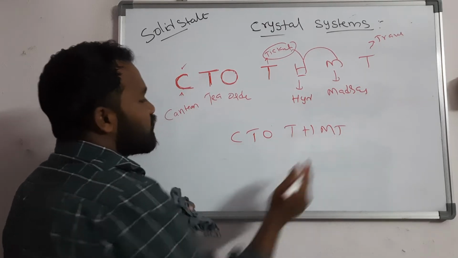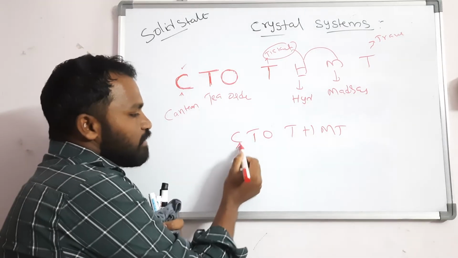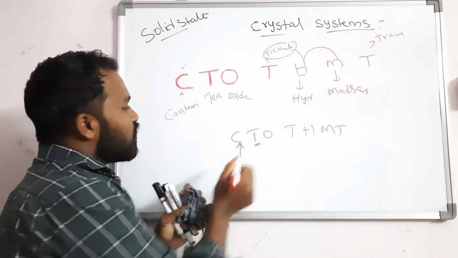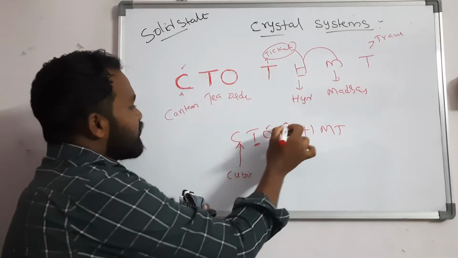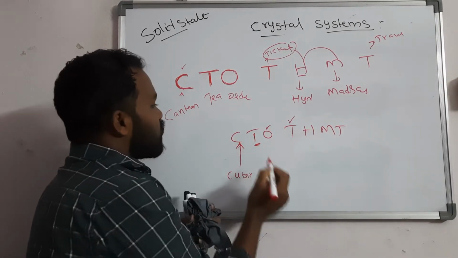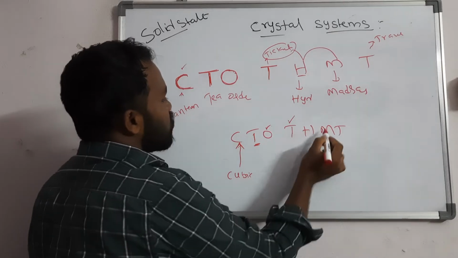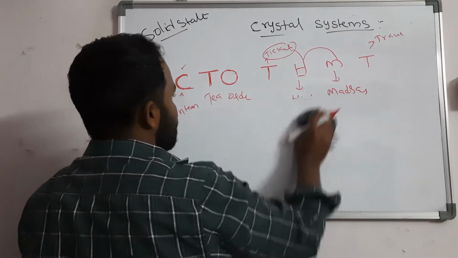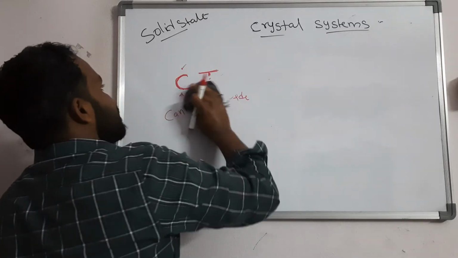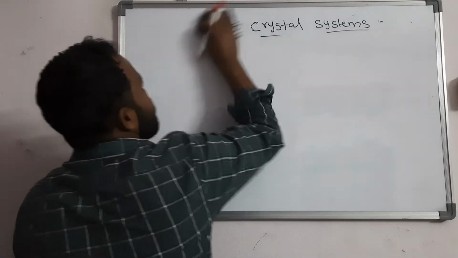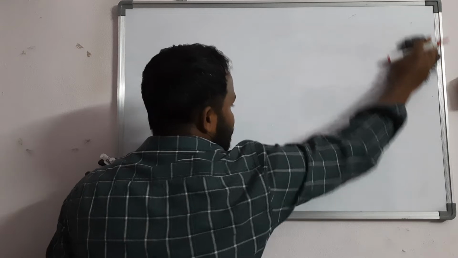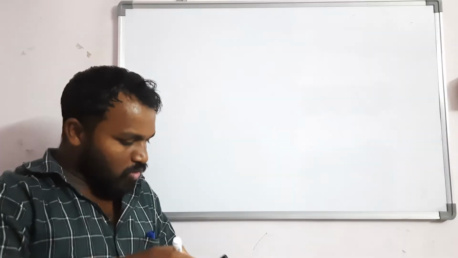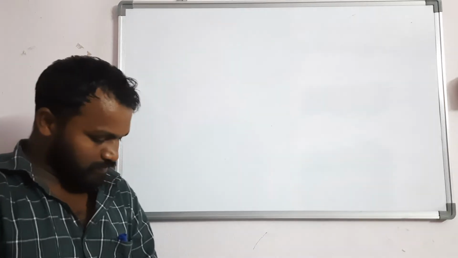CTOTHMT, you should remember. Simple. Here C means cubic, T means tetragonal, O means orthorhombic, T means trigonal, H means hexagonal, M means monoclinic, T means triclinic. I will write step by step here. You can see, very simple concept. Whatever steps I am going to discuss, that only you should remember. That is mostly helpful to you.